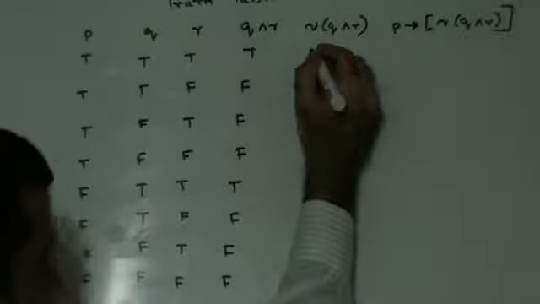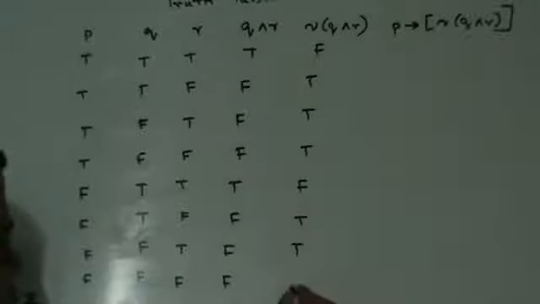You need a not of this. So for this particular column, I need to do a not. For not, true becomes false, false becomes true. So this is false, true, true, true, false, true, true, true. Now you need an implication between P and not of Q and R.